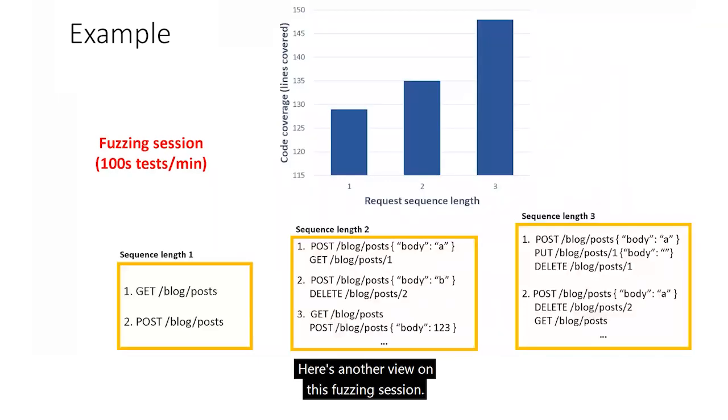Here's another view on this fuzzing session. So here you can see that RESTler's test cases, which are sequences of requests, when we increase the sequence length, you get more coverage. Now with this simple example, it's easy to see, but this is still worth noting, and we ran some experiments to see this coverage on more complicated applications, and it really does increase quite significantly like this as the sequence length grows.